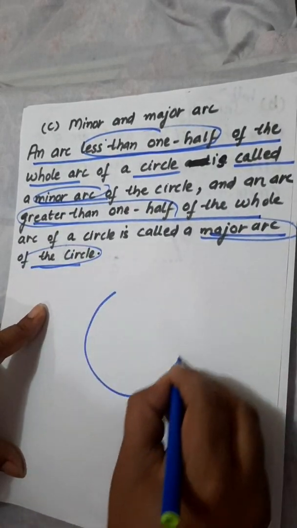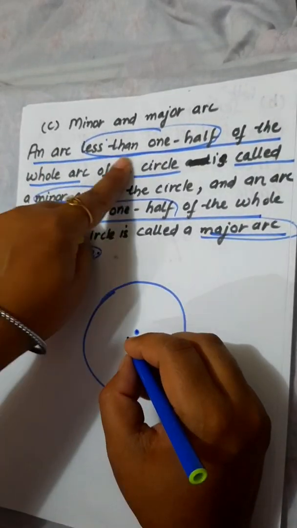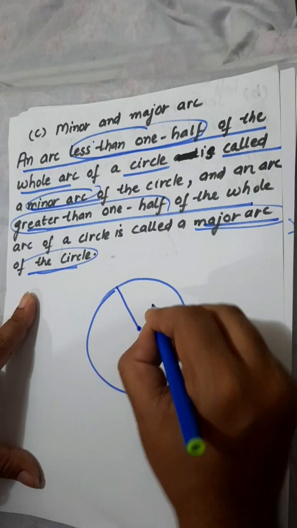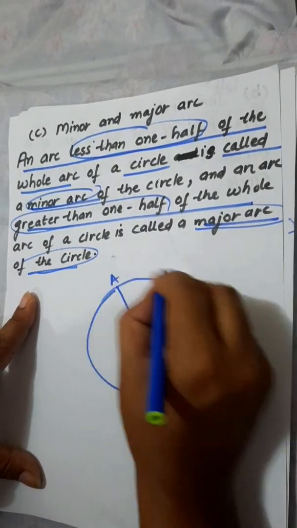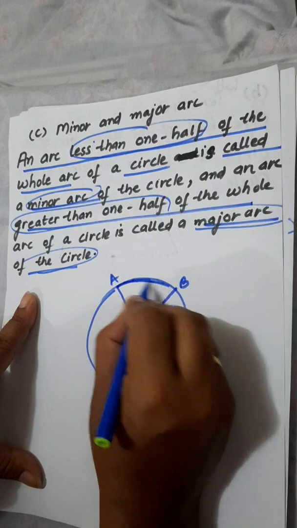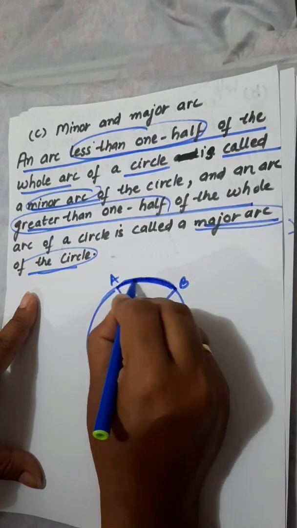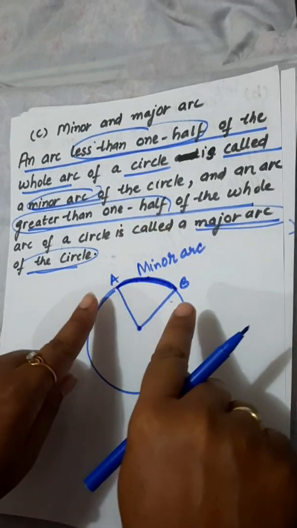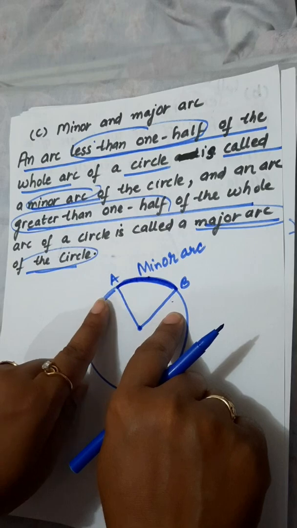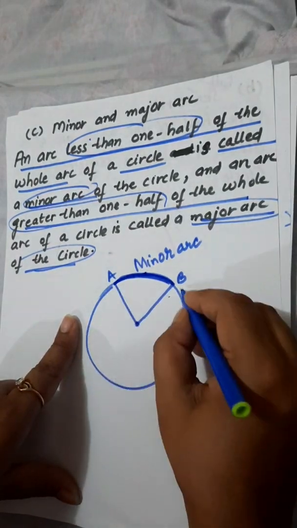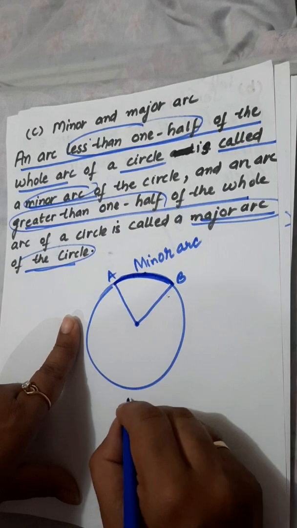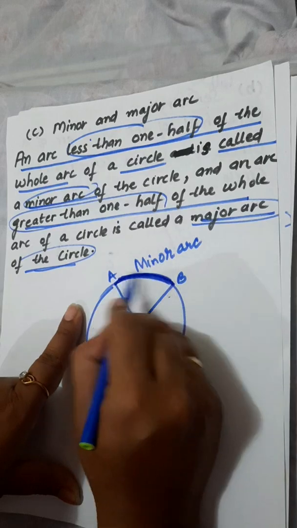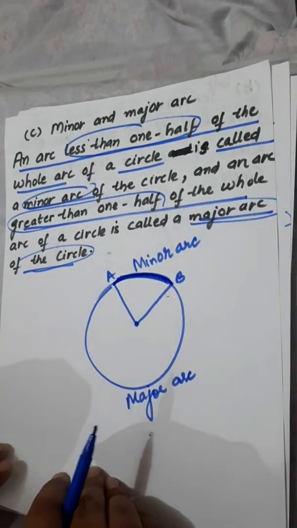So if I draw a circle, here we have an arc less than one half. As we know, this is the half. So less than one half, suppose I take this, this portion indicates the minor arc, as this arc is less than one half of the whole, and the remaining, which is greater than one half of the whole, is called the major arc. So this portion is your minor arc, and the remaining is the major arc.